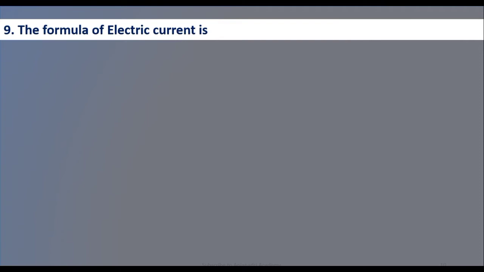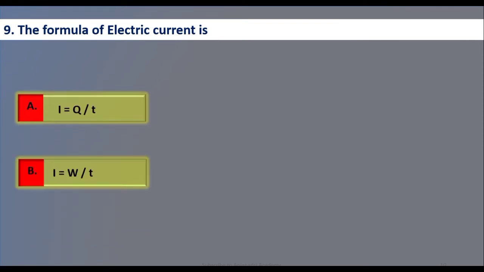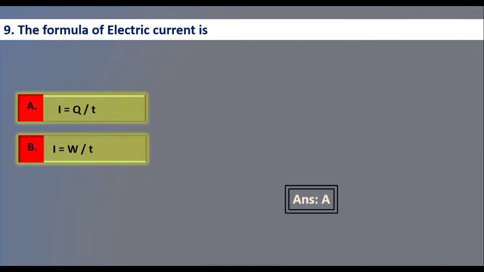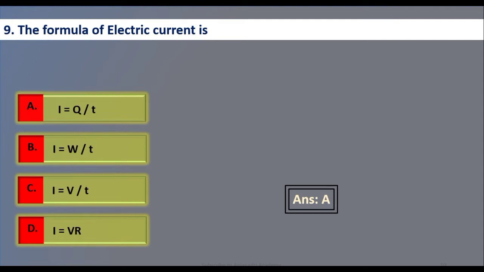The formula of electric current is I is equal to Q by T, I is equal to W by T. Yes, it is I is equal to Q by T, charge divided by time. Option A is the right answer. See, I is equal to V by T option is also there, I is equal to VR. Therefore, option A is the right answer. I is equal to Q divided by T is the right answer.